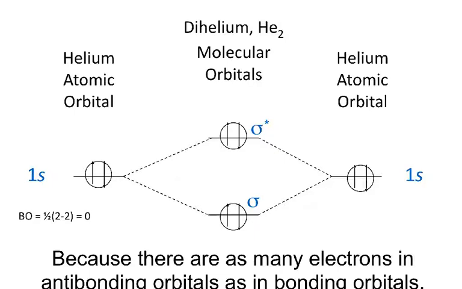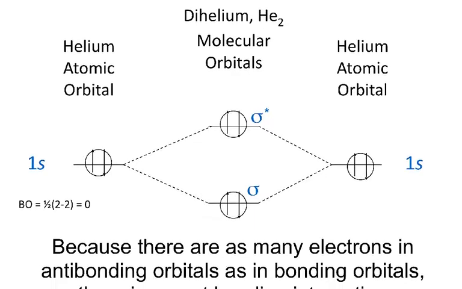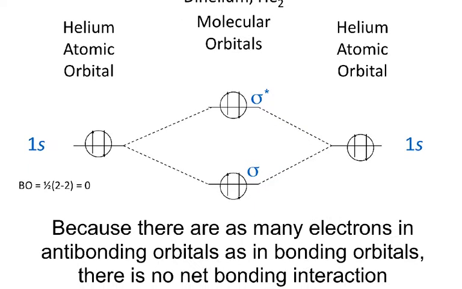For helium, if we were to use those molecular orbitals, now we have 4 electrons to account for, and we're going to end up with 2 electrons in the bonding orbital and 2 in the antibonding. Because we have the same amount of electrons in antibonding as in bonding, there's going to be no net bonding interaction. So helium does not form a diatomic molecule.